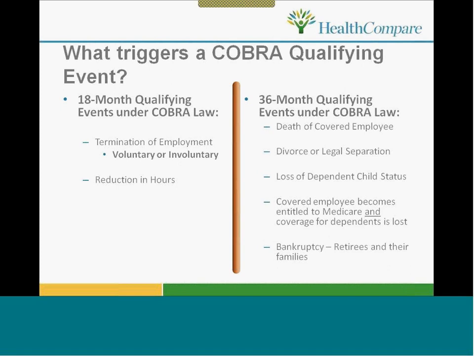So we have death of the covered employee, divorce or legal separation, and loss of dependent child status, meaning that my child is now over the age to which I can keep him or her on my insurance plan. Also, the covered employee becomes entitled to Medicare, meaning that for COBRA purposes they are enrolled in Medicare, and then coverage is lost for the dependents. And bankruptcy, which applies only to retiree plans and their families.